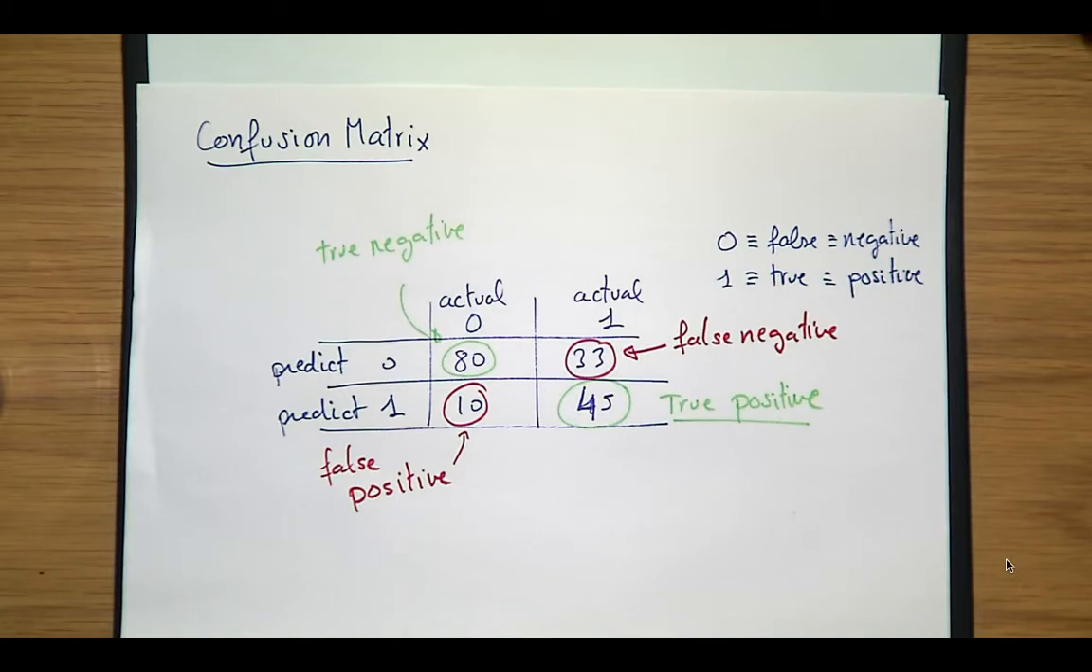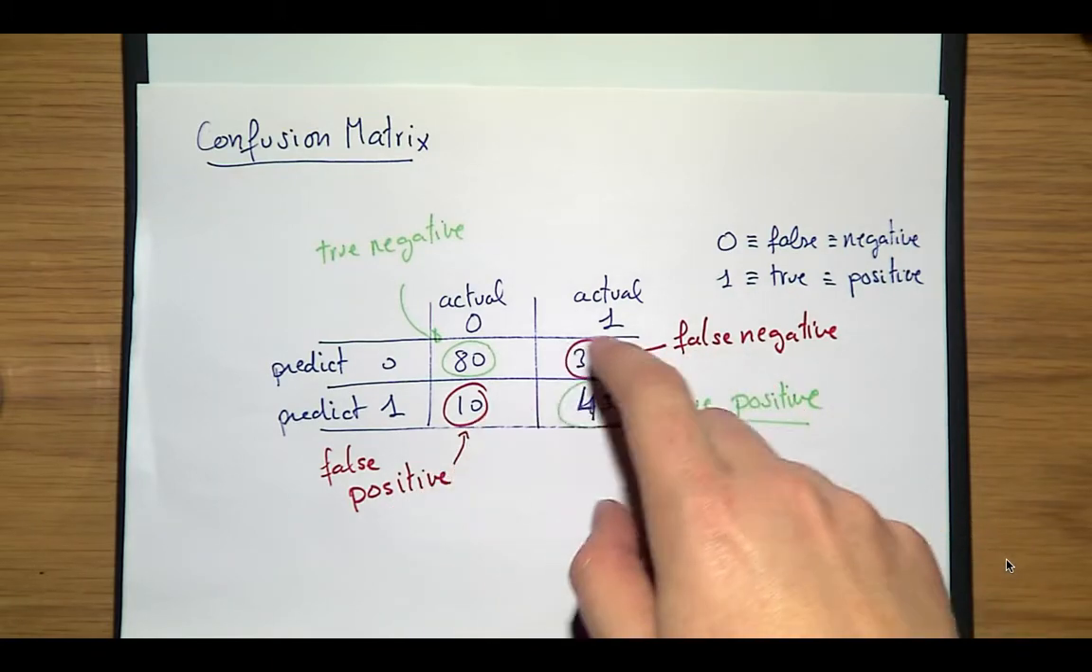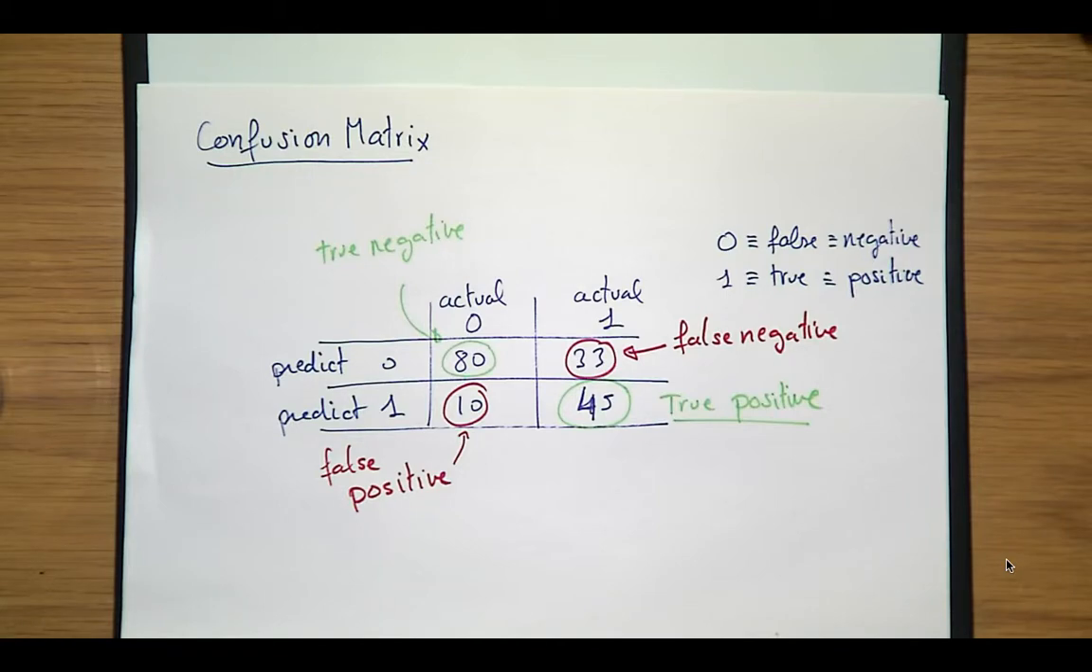You cannot find a single number that would say how good your classifier is. You always need 2 numbers, and the reason is because actually you have 2 types of error. It's one of these problems where you have to buy a washing machine or a TV, and there are 2 criteria that are important.